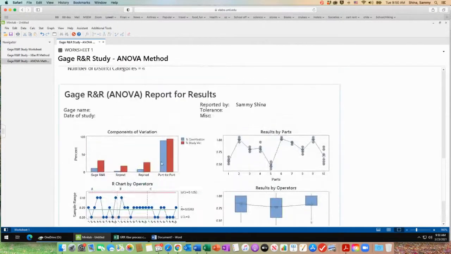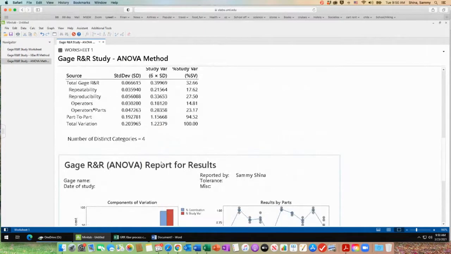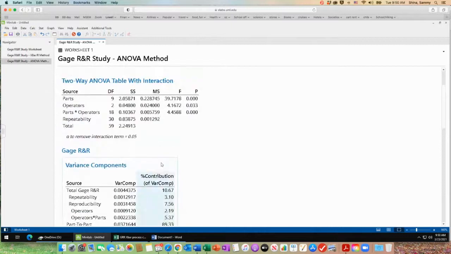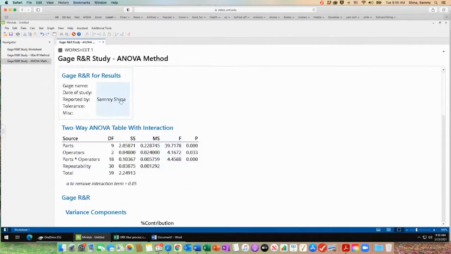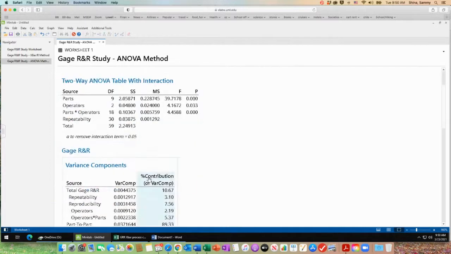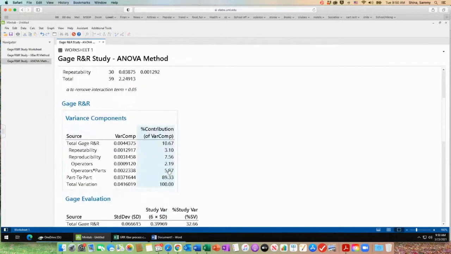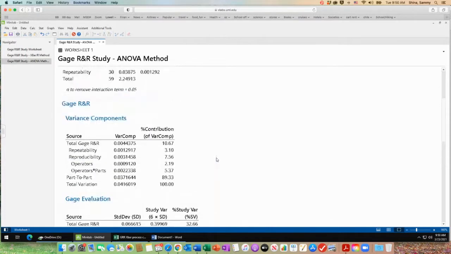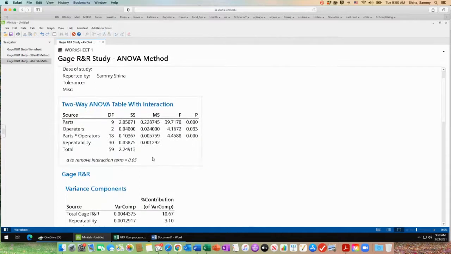The only additional information we have is... I was just going to say, you really don't have to do X bar R chart because this does both. It does the ANOVA and X bar R chart at the same time. These are the same numbers, but when we turn it in, do turn it in to me because I want to see both X bar and ANOVA method with your name.